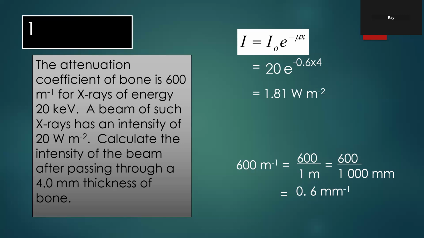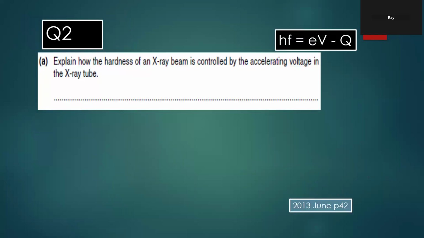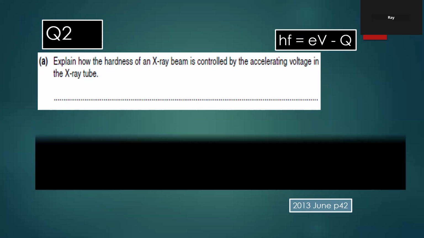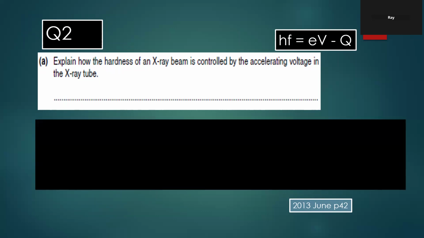Explain how hardness of X-ray beam is controlled by accelerating voltage in X-ray tube. This is the accelerating voltage. Ken, any idea?